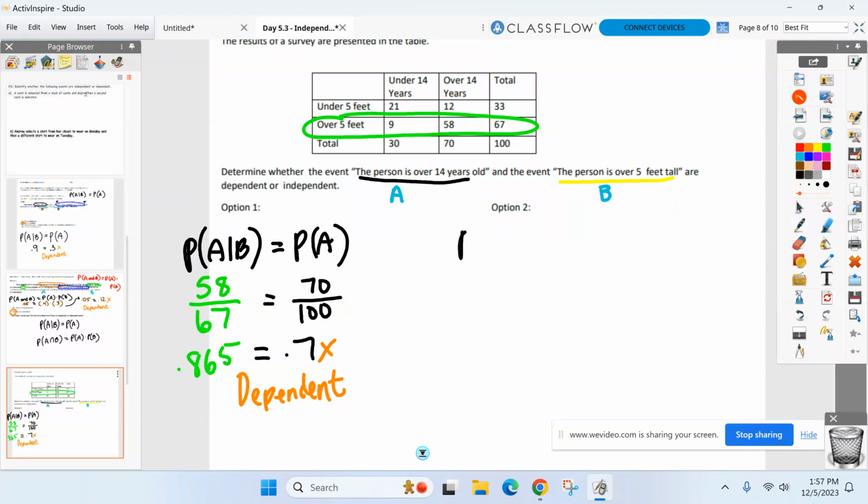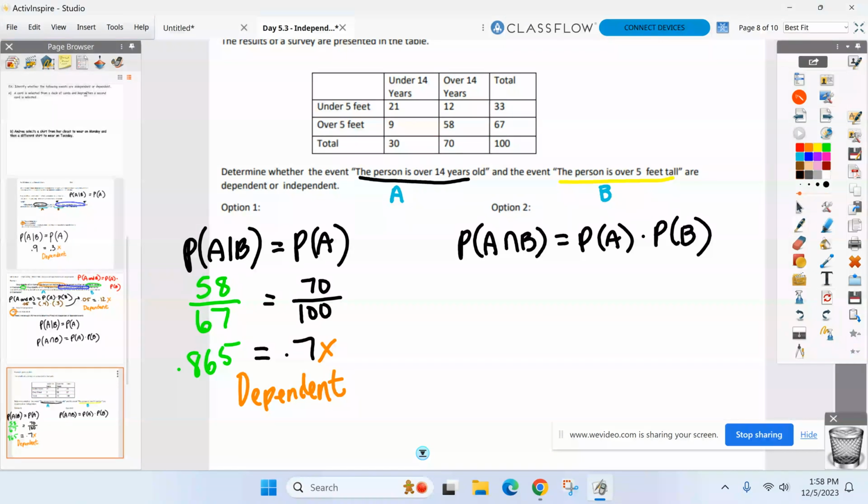Ready? We can do the probability of A and B is equal to the probability of A by itself times the probability of B by itself. All right, so let's go back to our table to find these probabilities. The probability the person is over 14 years old and over 5 feet tall. Where is that in the table? Looks like 58 of them out of 100 total. 58, both happen.